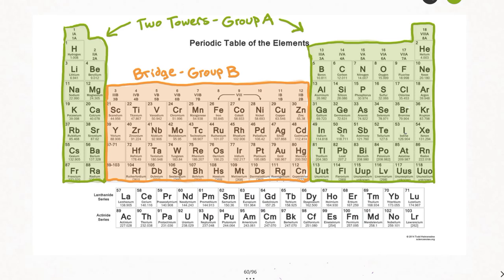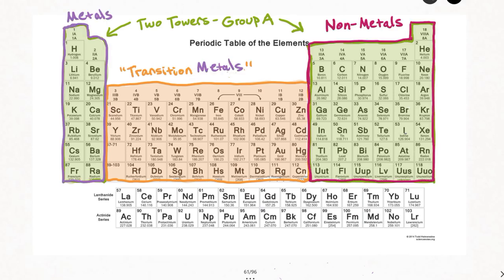But what you really need to be paying attention to is Group A, the 2 towers. Okay. Now with the 2 towers, the tower on the left that takes up only 2 columns. These are all metals, with one exception, but we'll get to that in a second. But these are metals, and then the bridge that bridges the 2 towers together are also metals, but these are called transition metals. So you can think of that these are the metals that make the transition from one tower to the second tower. Okay, so transition metals.